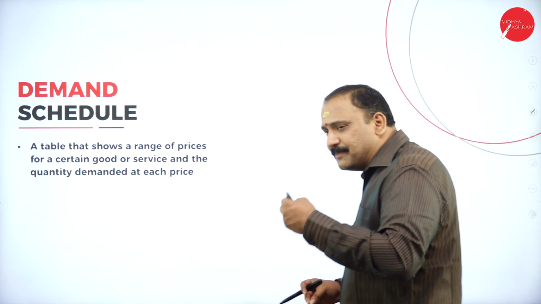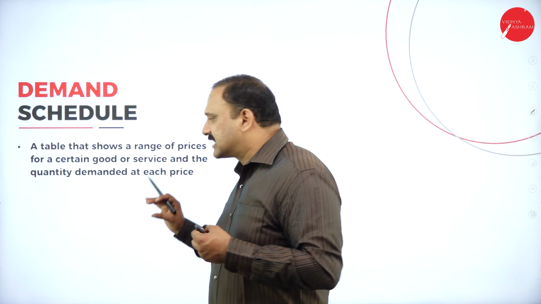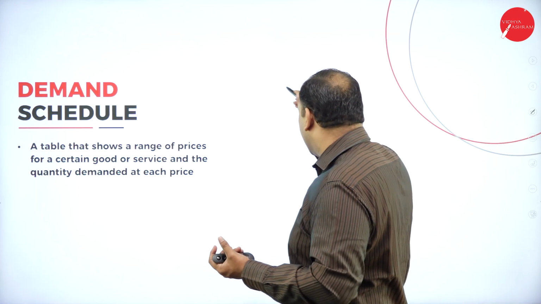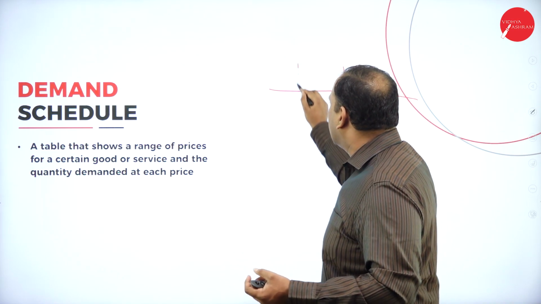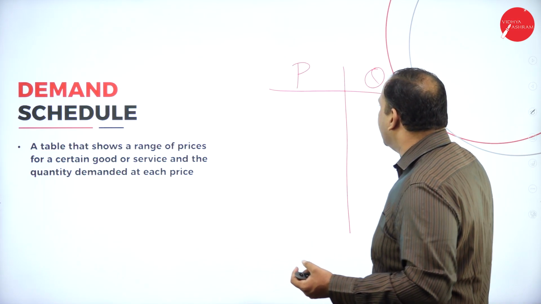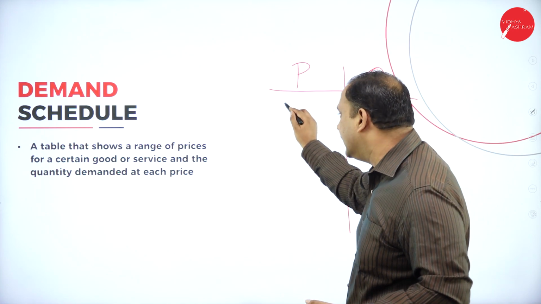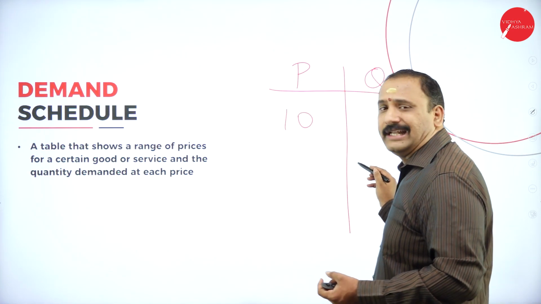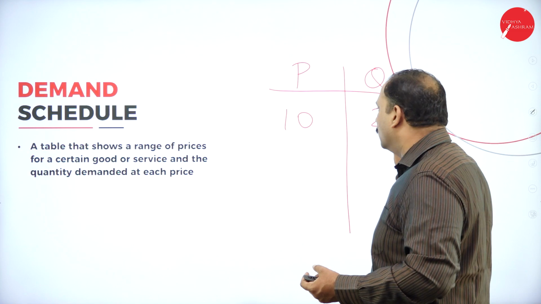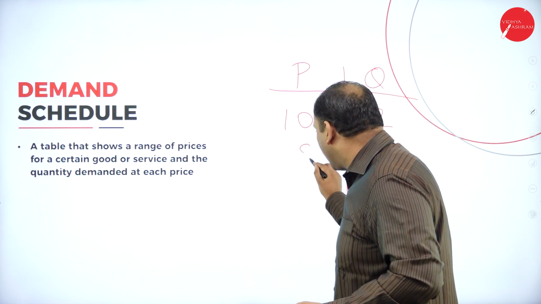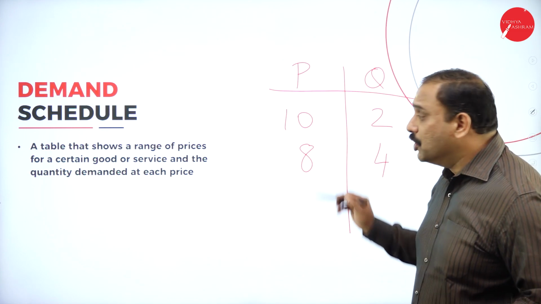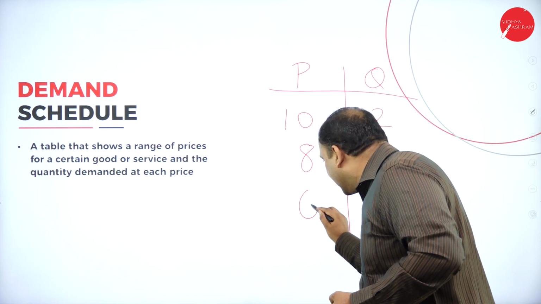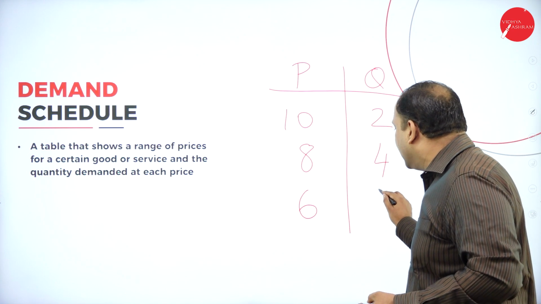Followed by a demand schedule. Now, a demand schedule is a table. It's an imaginary table which I would like to explain here. Let's take price and quantity. Now, when the price of a product is 10 rupees, quantity demanded will be 2. Now, when the price of the product becomes 8 rupees, quantity demanded will be 4. When the price of the product becomes 6, the quantity will become 6.